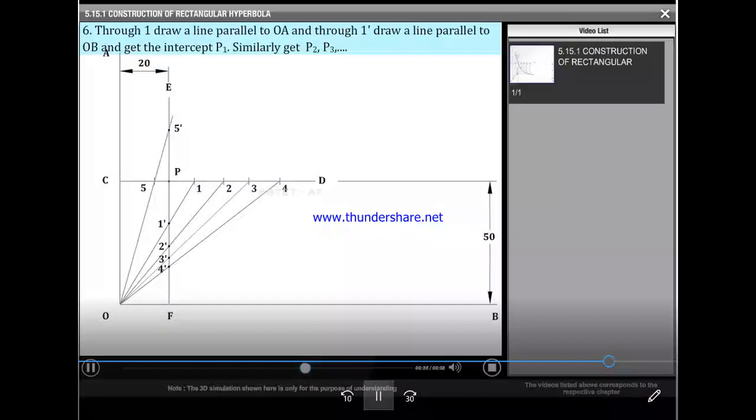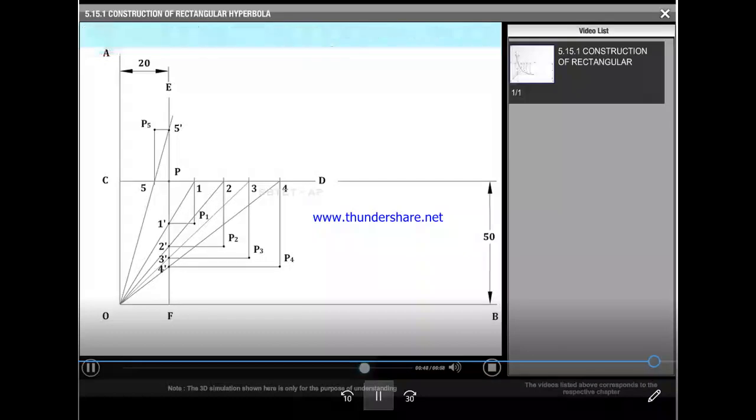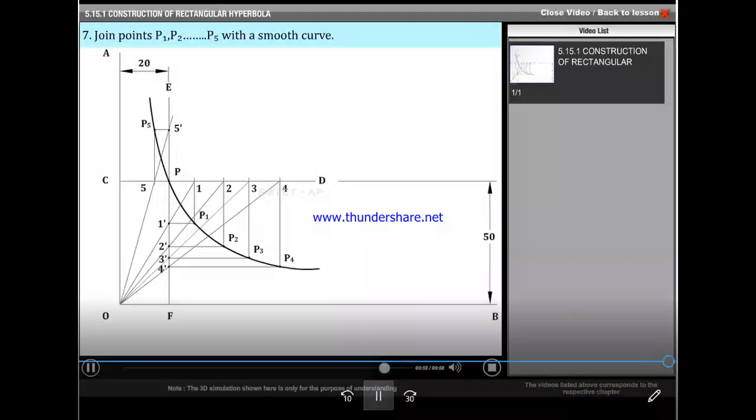Through 1, draw a line parallel to OA, and through 1 dash, draw a line parallel to OB and get the intercept P1. Similarly, get the other intercepts P2, P3, etc. Now join points P1, P2, P3, etc. with a smooth curve.